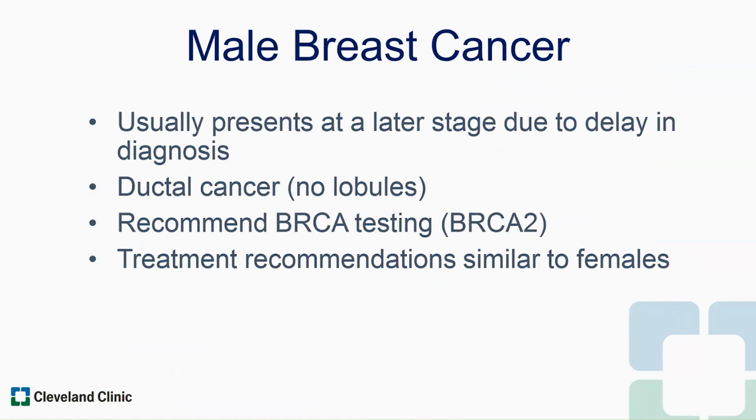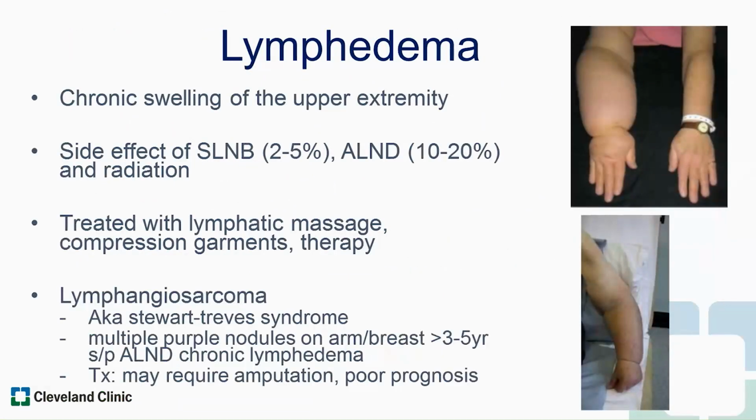So you don't have to treat them differently. They can have a lumpectomy with radiation if it's small and caught early, or they could have a mastectomy, sentinel node biopsy versus axillary dissection. So exactly the same. I touched on lymphedema before with axillary lymph node dissection. Again, it's chronic swelling of the upper extremity. It can happen with sentinel node biopsy about 2 to 5%, axillary lymph node dissection 10 to 20%, with increased risk with radiation. If somebody does get lymphedema, you could do lymphatic massage, compression garments, or physical therapy.